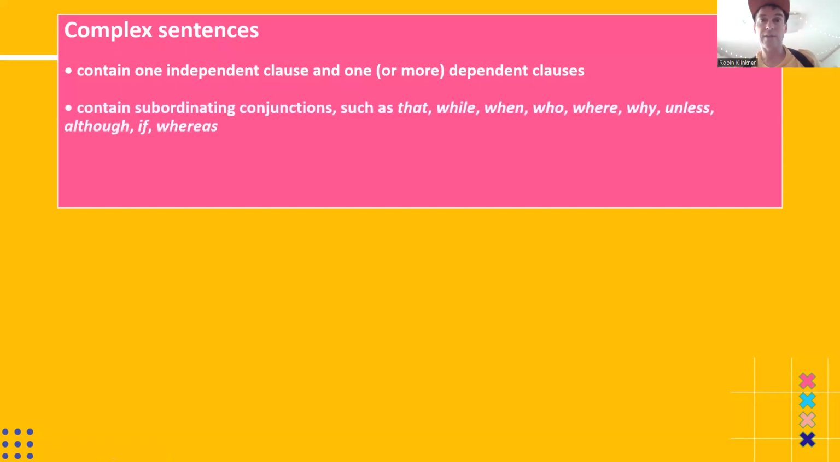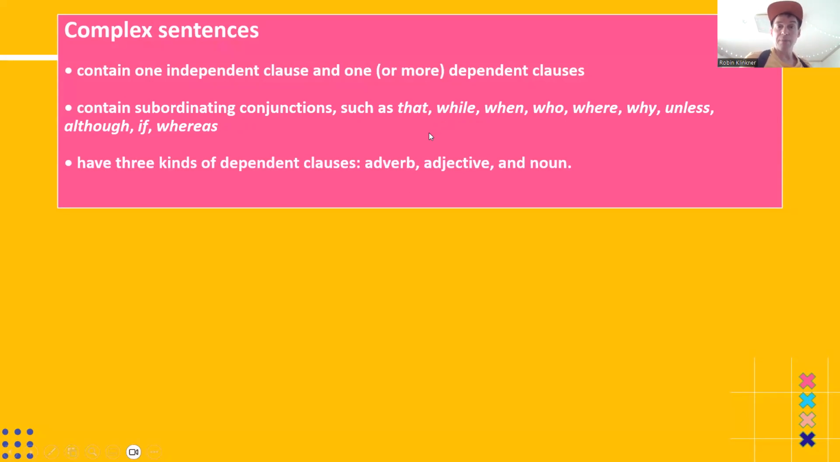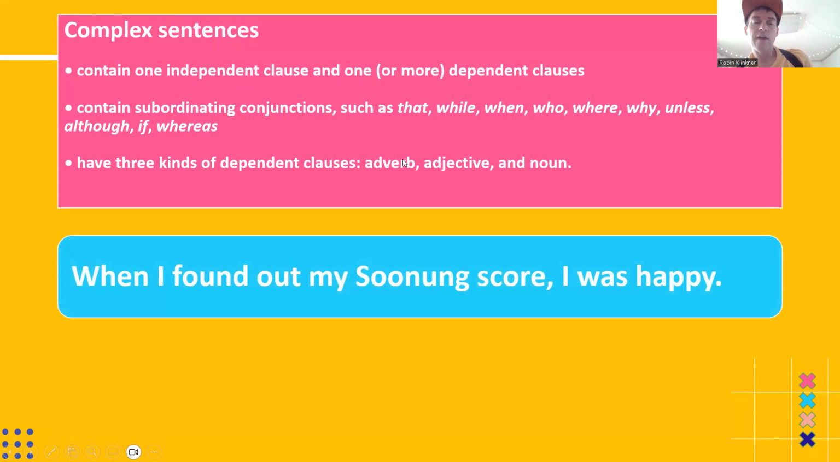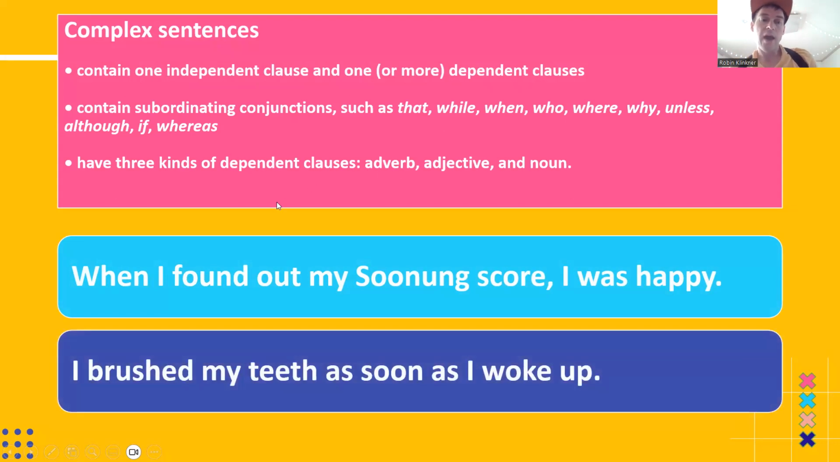And for compound sentences, we use fanboys to combine them. With complex sentences, we use different types of conjunctions called subordinating conjunctions. There are so many, too many to list. But some examples are while, when, who, where. And there are three kinds of dependent clauses: adverb, adjective, and noun clauses. So here's an example. When I found out my Suning score, I was happy. Here's another one. I brushed my teeth as soon as I woke up.